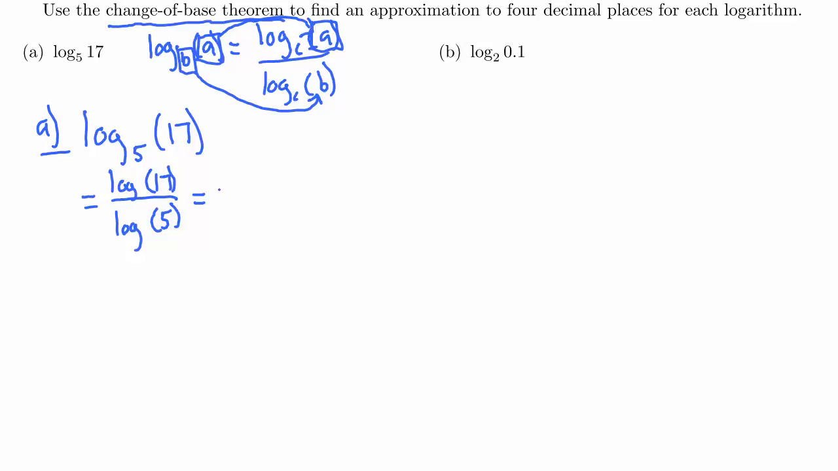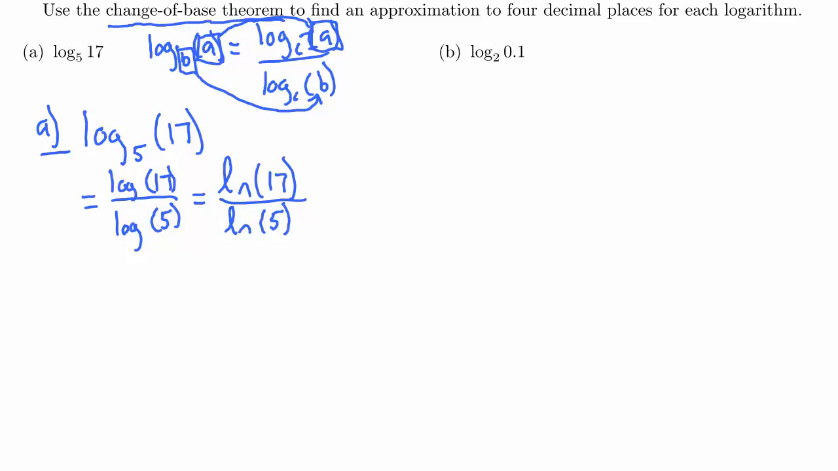Now, realize it does not matter if it's log 17 over log 5 or natural log of 17 over natural log of 5. As long as both of these are the same logarithm, it'll work out. So notice that log 17 over log 5 will actually give you the same thing as natural log of 17 over natural log of 5.